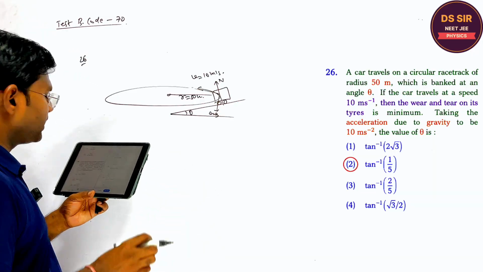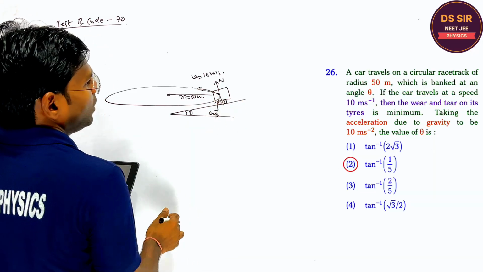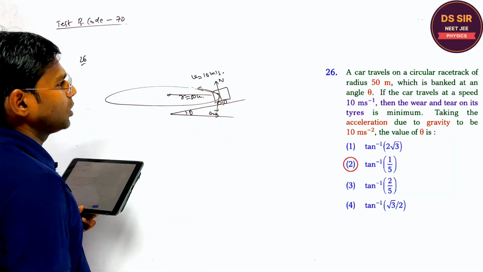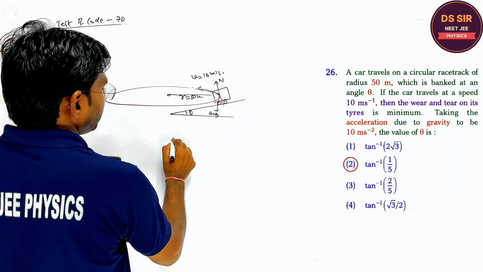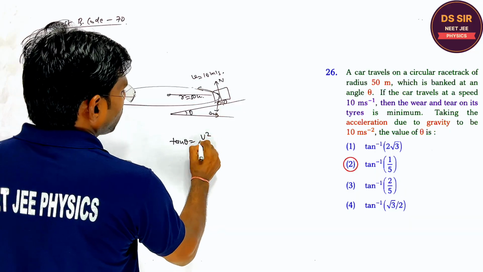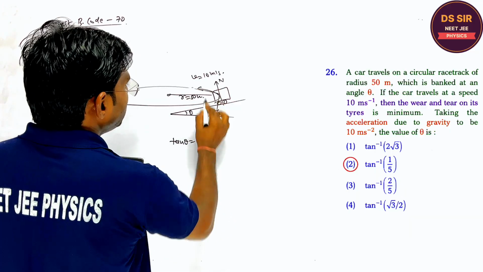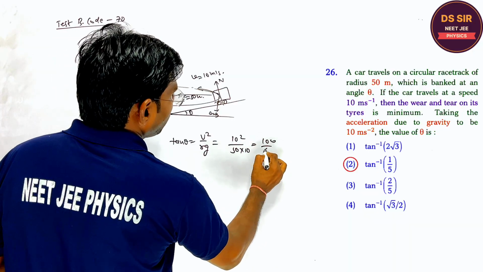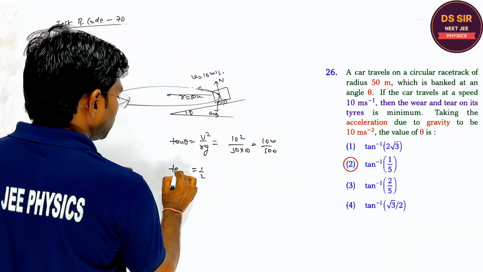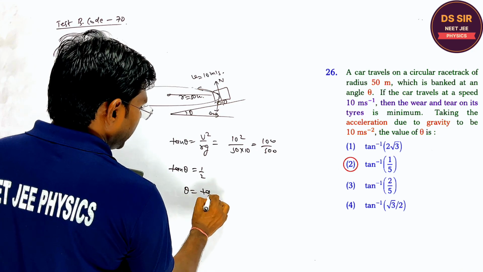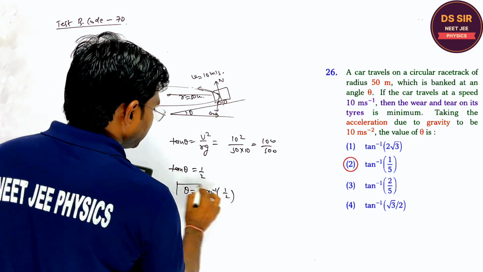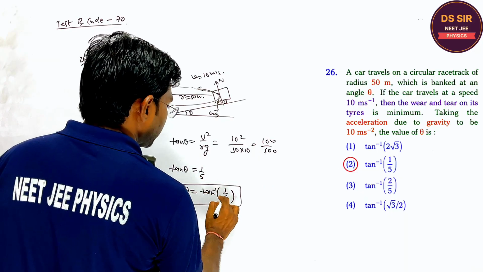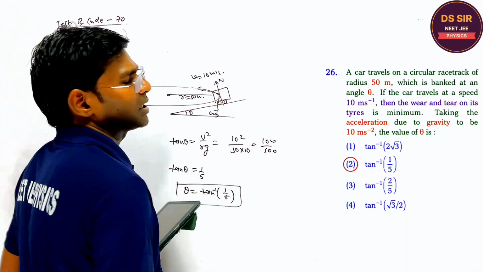Without wear and tear, that is, no friction is acting between them, the centripetal force is obtained only by the component of the normal reaction. Here tan theta is equal to v square upon r g, a formula you can apply. So v square is 100, the radius is 50, g is equal to 10, so 100 upon 500, it is 1 by 5 equal to tan theta. So theta is the banking angle, tan inverse 1 by 5. So the second option is the correct option.